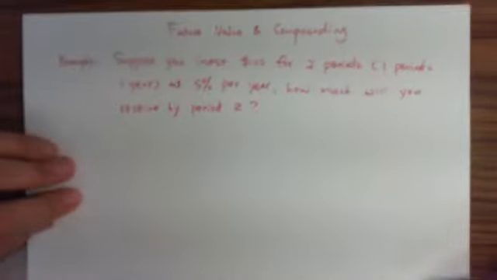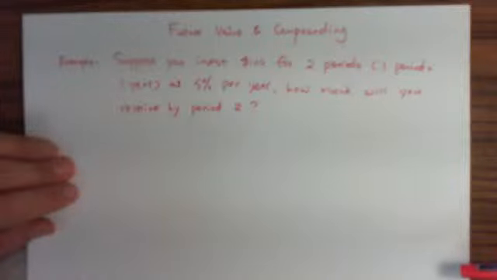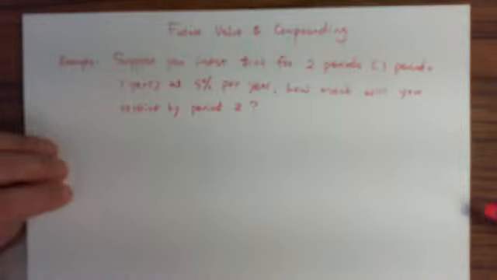Now, in this example, suppose an investor invests $100 for 2 periods. Suppose 1 period is a year. So invest $100 for 2 years and earn 5% interest per year. Now, how much will the investor get by the end of the second period?